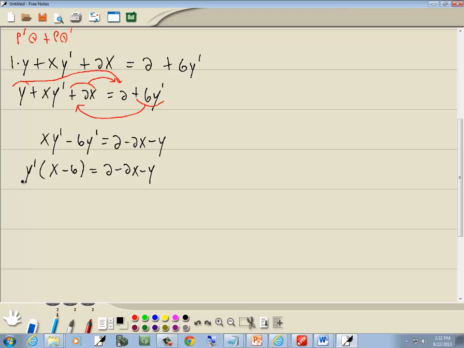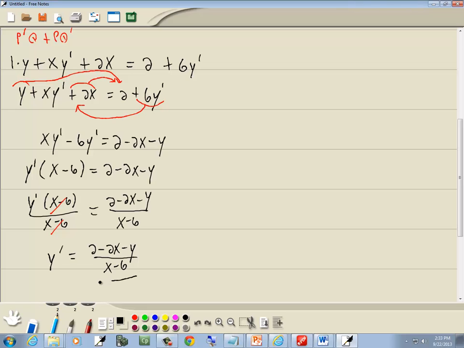Last step, divide both sides by what's in front of or behind y prime. Well, there's nothing in front of it, but there's an x minus 6 after it. So divide both sides by x minus 6. And when we do that, the x minus 6 is going to cancel. And we've got y prime is equal to 2 minus 2x minus y all over x minus 6. And that's our answer.